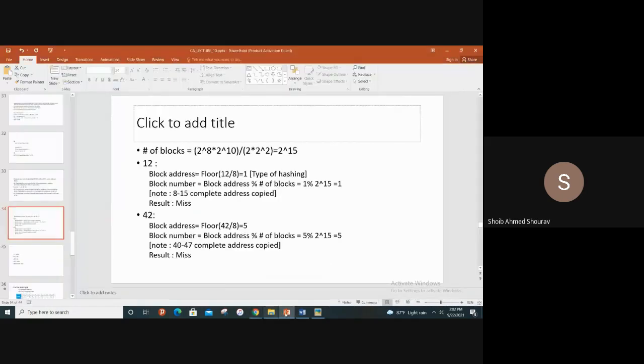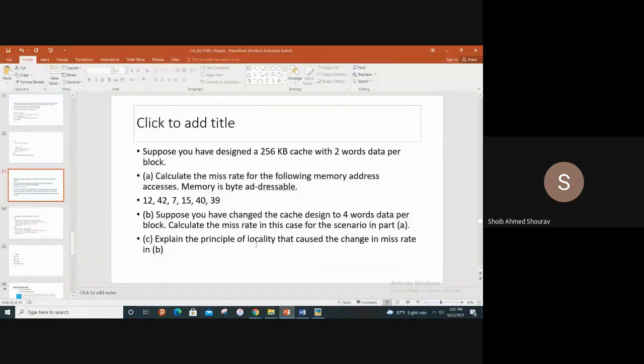Okay, so I have dropped that in the chat box, and I'm going to say what the assignment is. You have done this same mathematics for 2 words. You have to do it for 4 words, and you have to find out the miss rate. The only difference is that now it is 4 words per block.